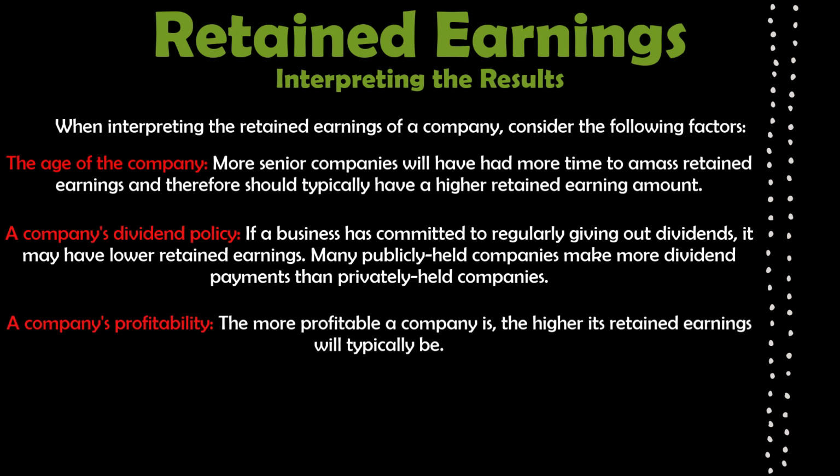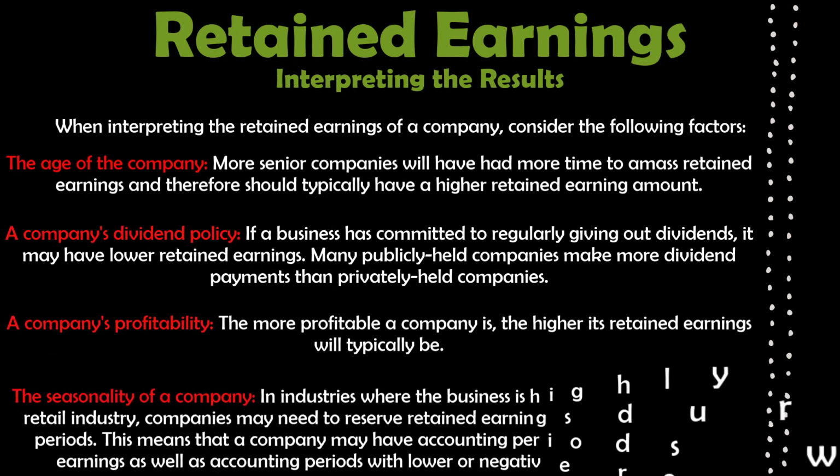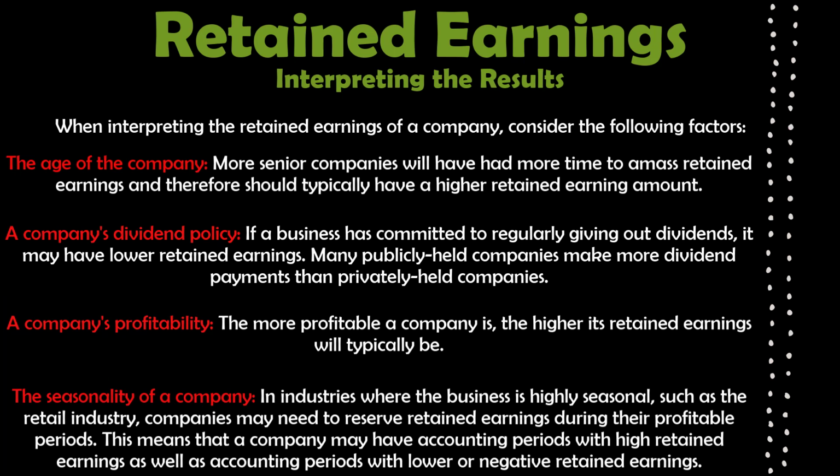When interpreting the retained earnings of a company, consider these factors: the age of the company. More senior companies will have had more time to amass retained earnings and therefore should typically have a higher retained earnings amount. A company's dividend policy. If a business has committed to regularly giving out dividends, it may have lower retained earnings. Many publicly held companies make more dividend payments than privately held companies. The company's profitability. The more profitable a company is, the higher its retained earnings will probably be.